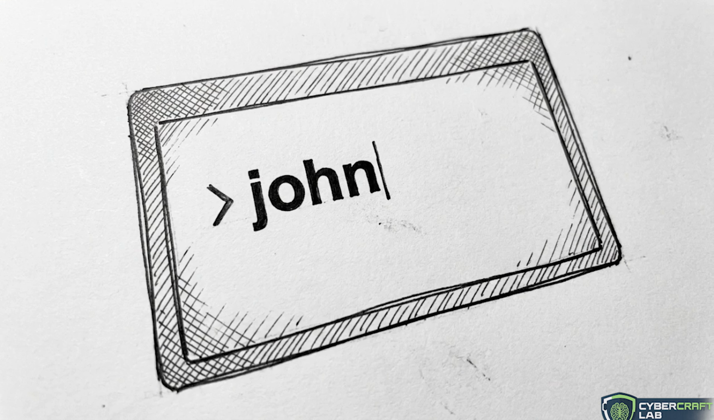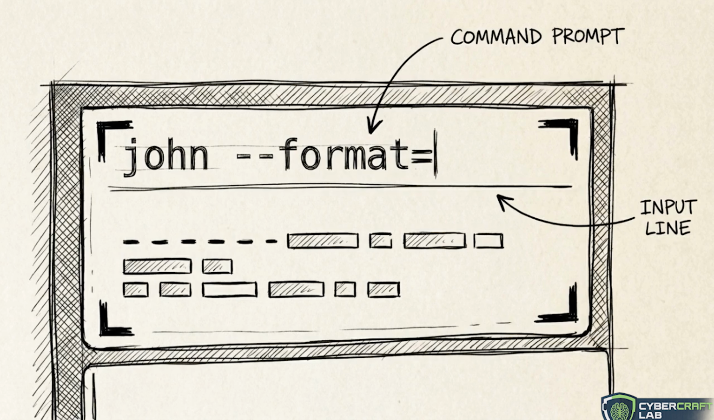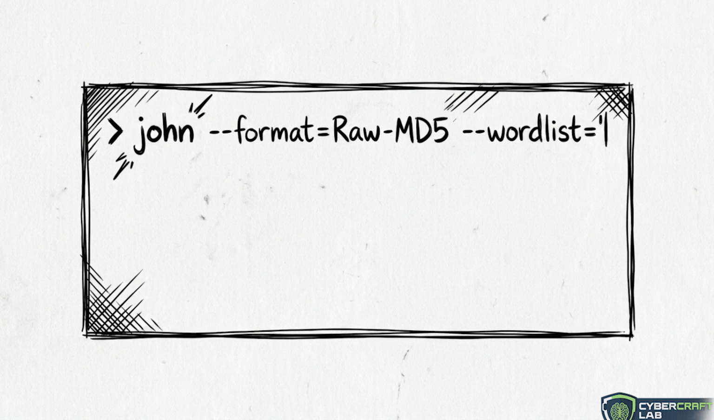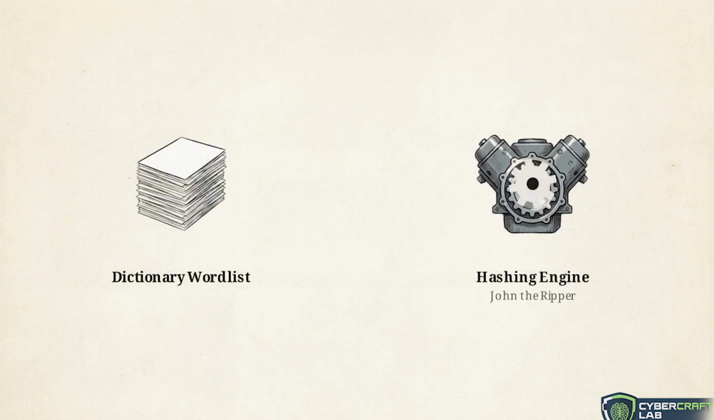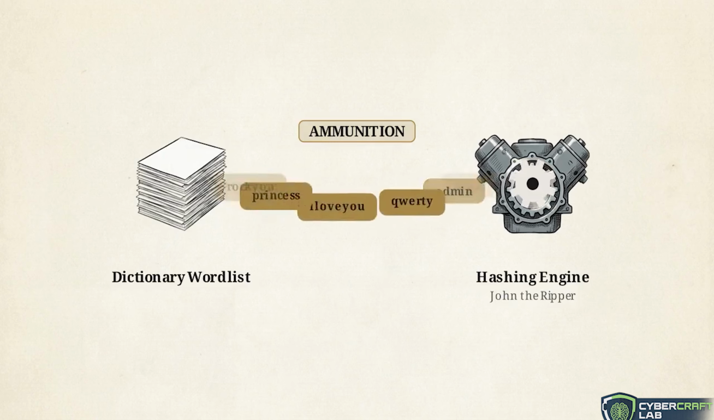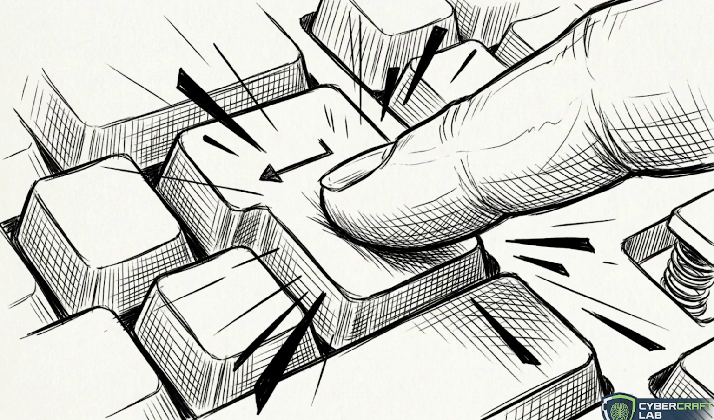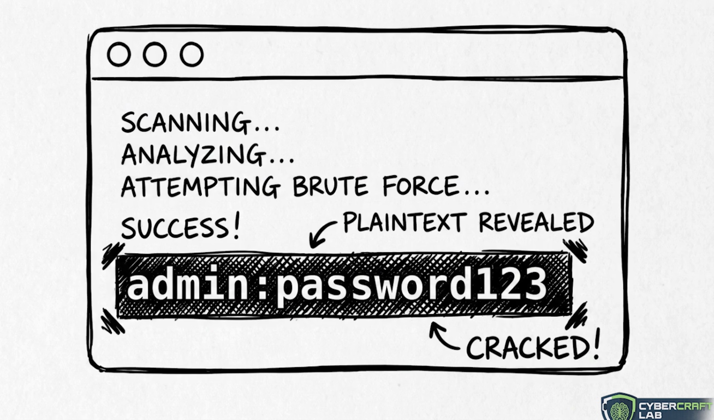We call John the Ripper and immediately use the format flag to tell the software exactly what kind of architecture it is looking at, in this case, raw MD5. Next, we add the word list flag. This directs the software to our specific text file of dictionary words, loading up the ammunition it will use to guess the password. We hit enter and let the tool run its comparisons. Within moments, the terminal halts and outputs the result right here, matching the username with our newly cracked plaintext password.